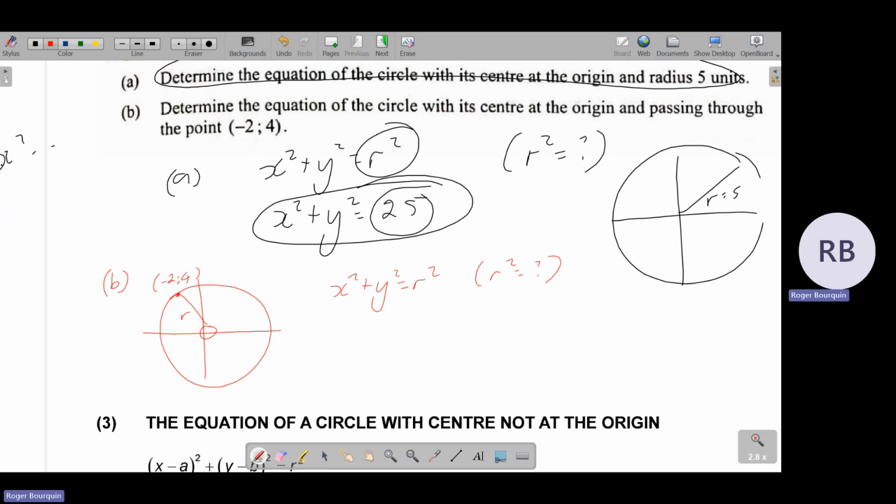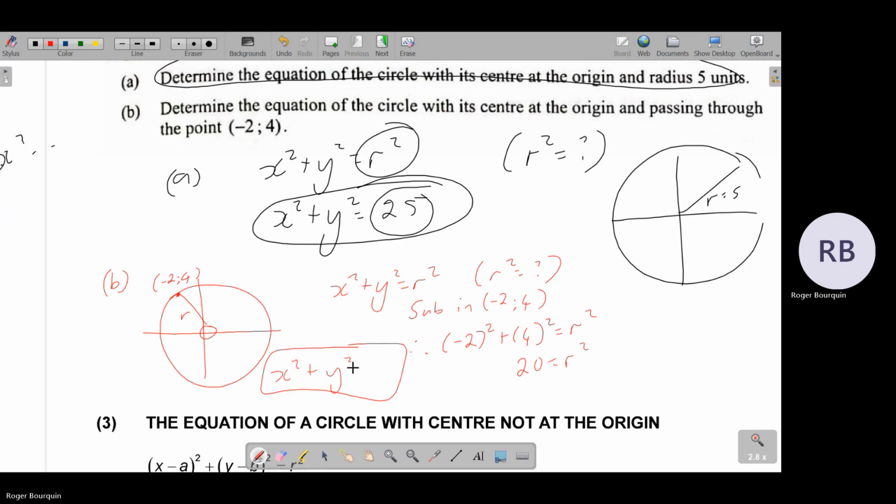Suggestions, Abel? Sub in any point that lies on the circle. So you end up with 20 is equal to R squared. So what's the formula? Nice. If I said to you, what's the radius of that circle, what would it be? Square root of 20. You with me?